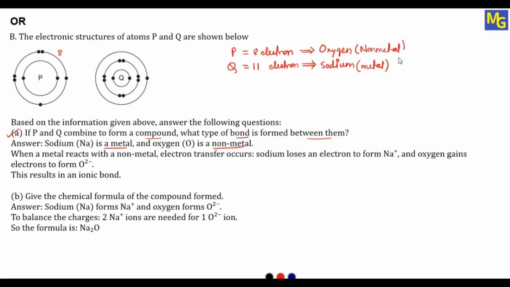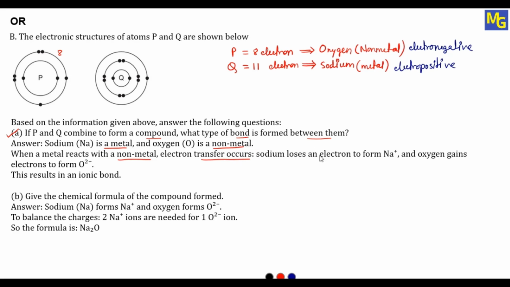So we know that metals are always electropositive. What is electropositive? They are able to lose the electron. These can easily lose the electron to attain stability. And non-metals are electronegative, means they can gain electrons to become stable. So therefore the answer here: sodium is a metal, oxygen is a non-metal. When metal reacts with non-metal, electron transfer occurs. So remember, metal will lose the electron and non-metal will gain the electron.